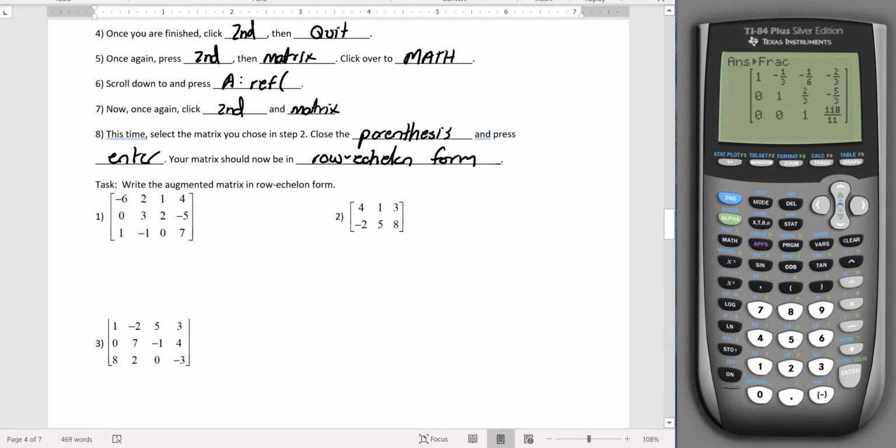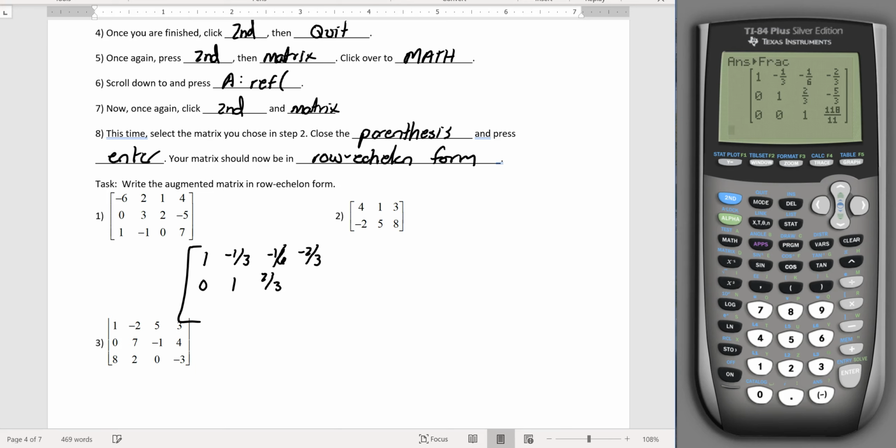So let's go ahead and copy this down in row echelon form. So we're going to have 1, negative 1/3, negative 1/6, and negative 2/3. 0, 1, 2/3, and negative 5/3. And 0, 0, 1, and 118 over 11. Gross. Don't worry, you probably won't be solving anything that actually looks like that. That's pretty gross. All right, let's try one more together.